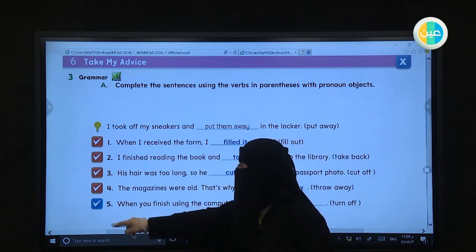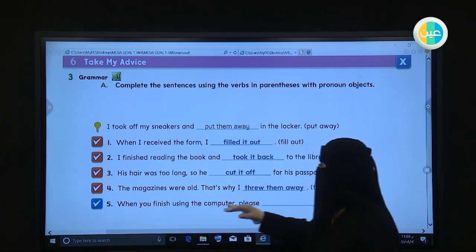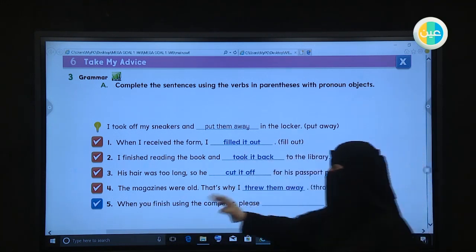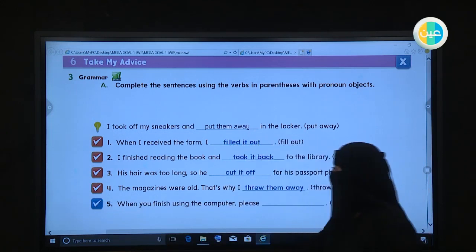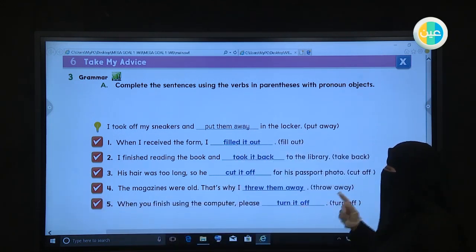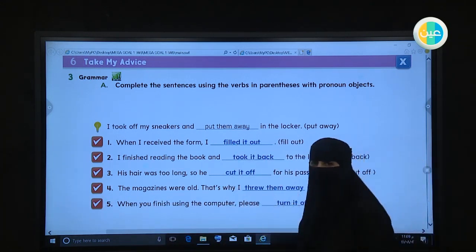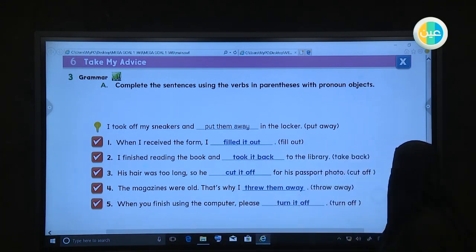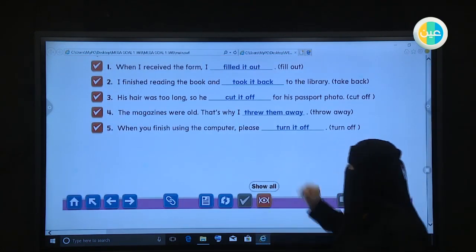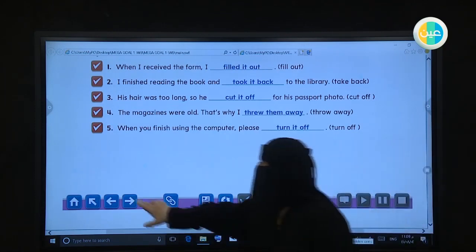Sorry. The last one is when you finish using the computer, please space turn off. What does turn off belong to? To computer. Let me check the answer together. They told us that turn it off. So what's the pronoun for the computer? It. It belongs to computer. Okay? That is the full answer for the lesson today.